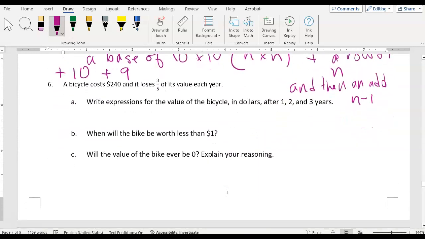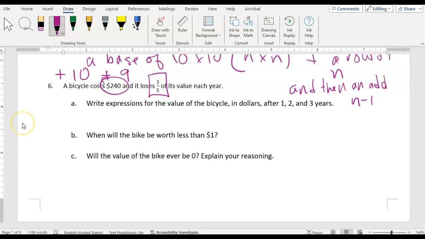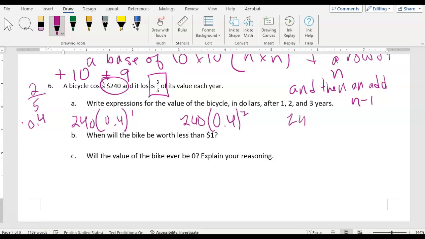All right, number 6, a bicycle costs $240 and loses 3/5 of its value each year. This is a review, so we're going to write expressions for the value of the bicycle in dollars after 1, 2, and 3 years. So remember that if it loses 3/5 of its value, it retains 2/5 of its value. And you can also think of that as 40%. So if you wanted to, you can also think of that as a decimal of 0.4. And so our expression is 240 times 0.4. Again, what remains? And then to the power of 1, 240 times 0.4 to the power of 2, and 240 times 0.4 to the power of 3.